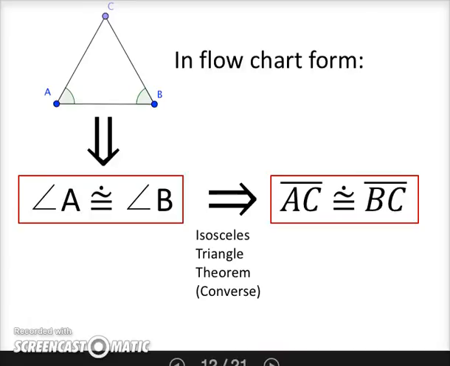So in flowchart form, we start out with two congruent angles on the diagram. In this case, angle A is congruent to angle B. And the isosceles triangle theorem converse tells us that segment AC is congruent to segment BC. This is our deduction here.